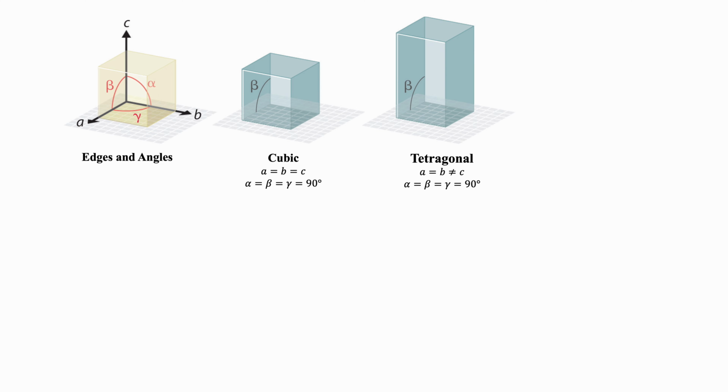Tetragonal. In the tetragonal system, two sides are equal, but the third is different. All angles remain 90 degrees. So imagine stretching a cube along one axis. This gives us a shape that's longer in one direction but still maintains symmetry in the other two.